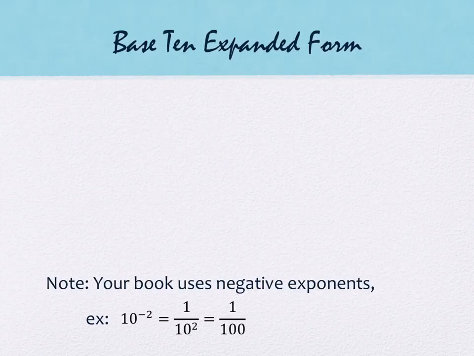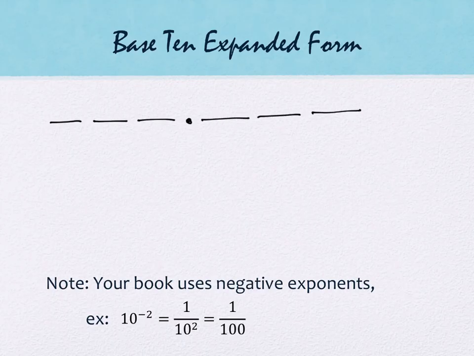Base 10 expanded form is a way of expressing each of our place value digits in its fractional view, kind of. So I'm going to actually write out, how many do I have here? 3 on each side. Okay, so we're going to build from this direction. This is the ones place. You all know that. This is the tens place, and this is the hundreds place. Everybody good so far? Okay.